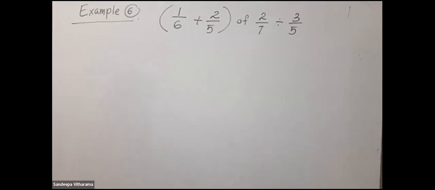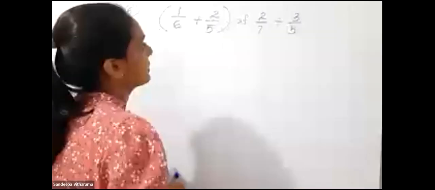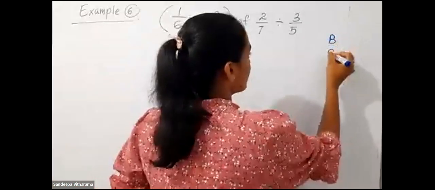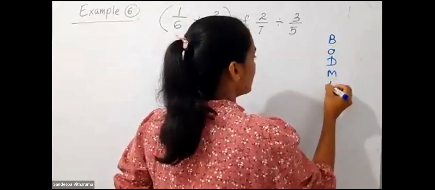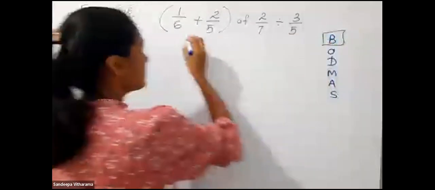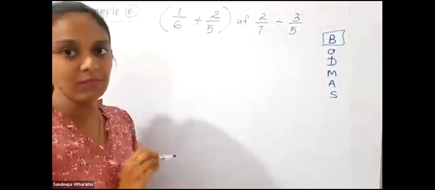Okay, then let's see what the answer is. According to the BODMAS rule, what do you have to do first? Let's see the BODMAS rule. There is a bracket, no? So you have to simplify what is within the bracket.